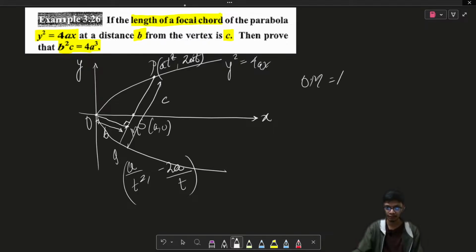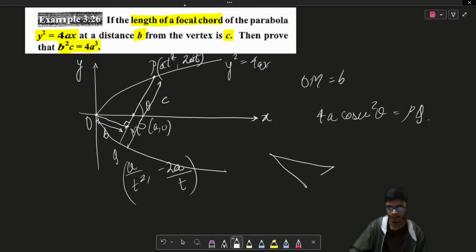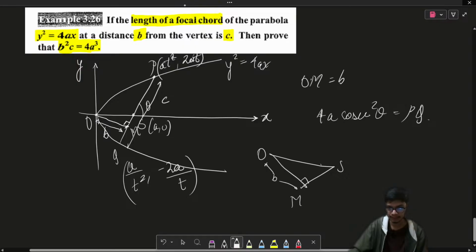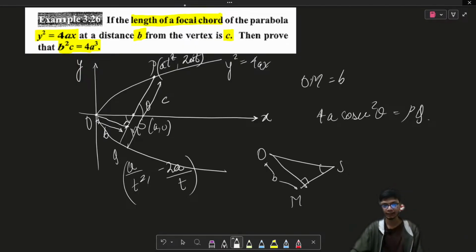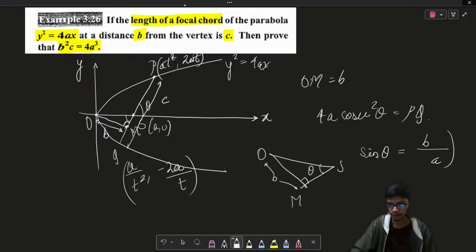So this OM is equal to b, and we know that the length of the focal chord, having this angle, let us say theta, is basically given as 4a cosec square theta, which is the length of the focal chord PQ, right? Alright, now if I try to understand from this right angle triangle OMS, this length is b, and this particular angle is also going to be equal to theta because this is a vertically opposite angle, right? So therefore sine of theta is equal to b upon a, because this particular length is going to be a, right?